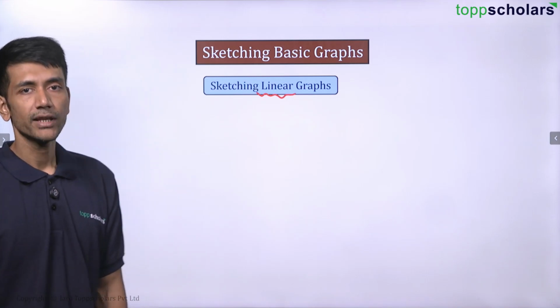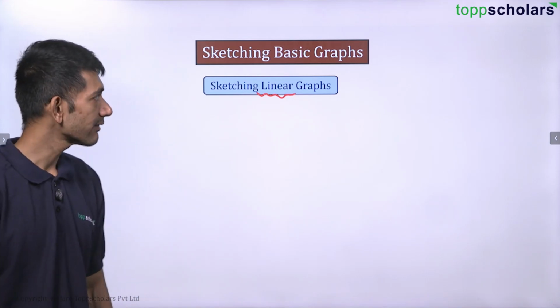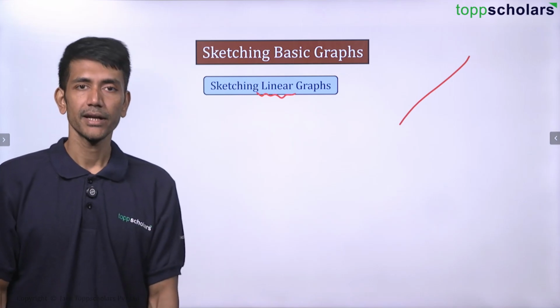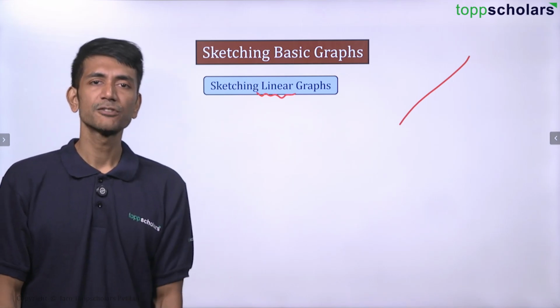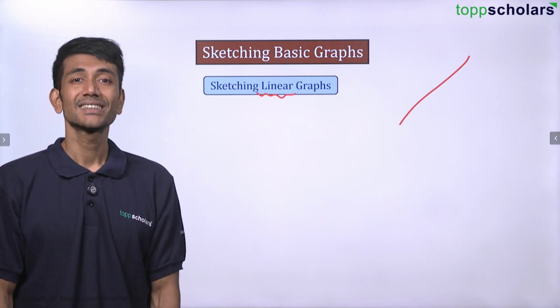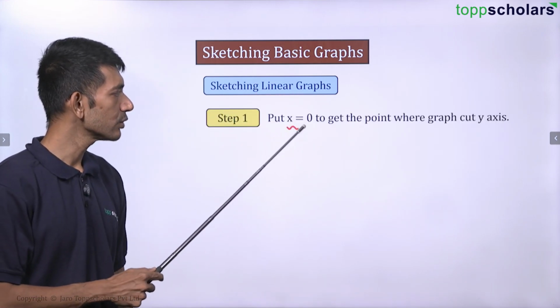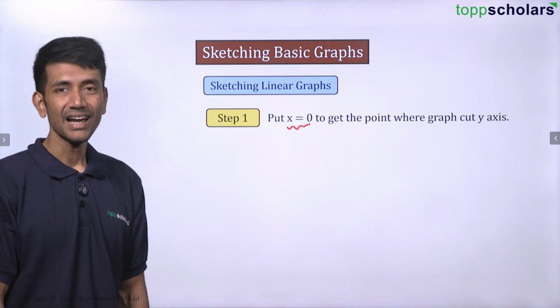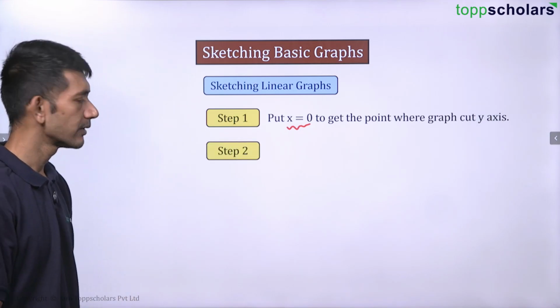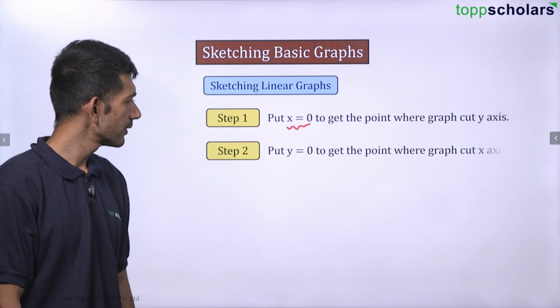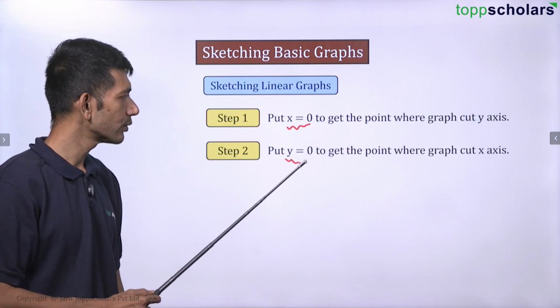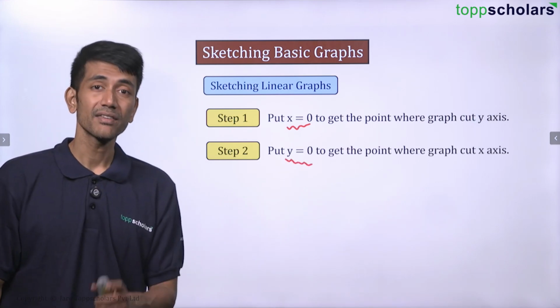Linear, where the degree of the variable is 1, of course. And the second thing is linear means straight, right? So here we are going to talk about the graphs which involve straight lines, right? Now here we put x equal to 0 to get the point where the graph cuts the y-axis. Our second step is to put y is equal to 0 to get the point where the graph cuts the x-axis.